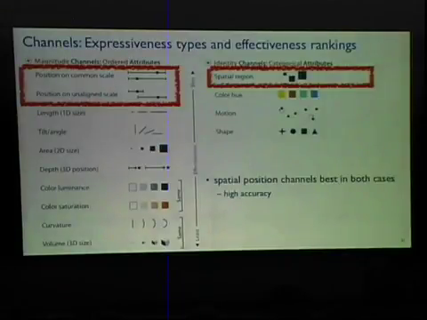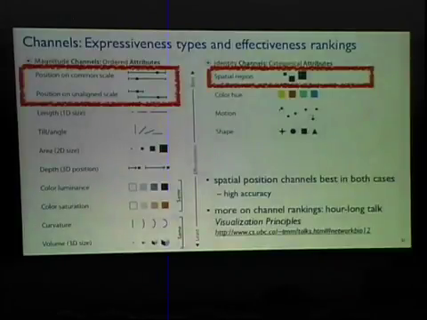So there's actually a lot more to say about this. This could be an hour-long talk in and of itself about why this is true, why these rankings are the way they are, what their implications are. Don't have time today, alas. But if you're curious, there's a talk that goes into that in more detail. What I'm going to talk about is the implications of these for visualization design.